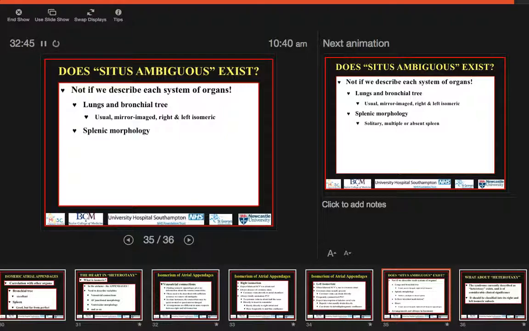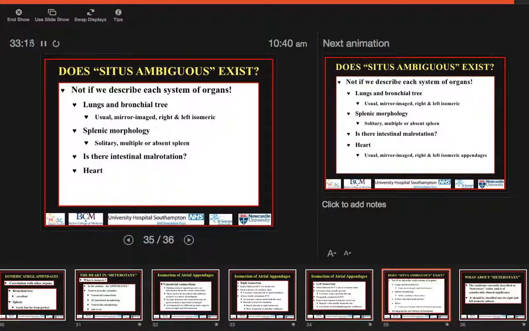Splenic morphology is now shown with certainty using computed tomography. You can see it with ultrasound. So you know the spleen can be solitary, it can be multiple, or it can be absent. And you can describe that. One of the questions I asked you, is there intestinal malrotation? You need to ask that question and you need to answer it yes or no.